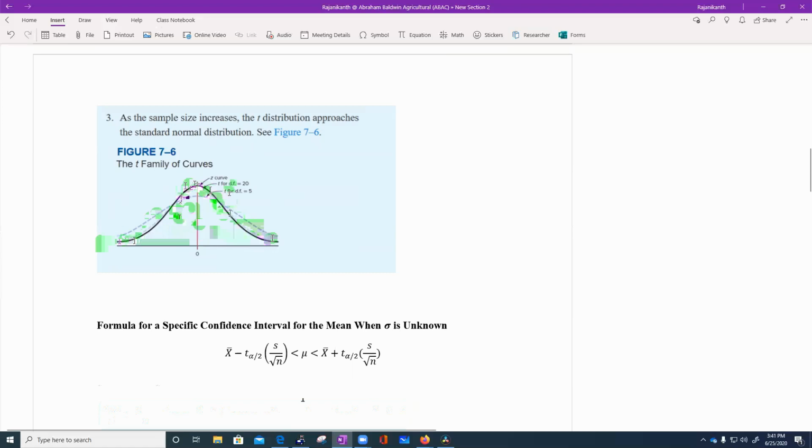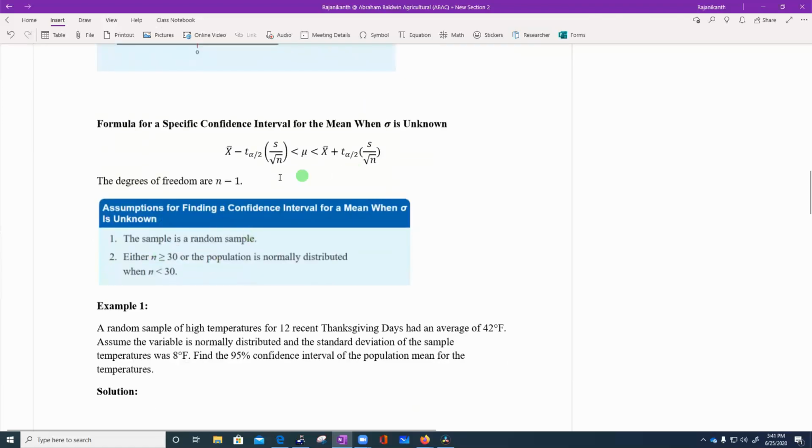Look at this formula. This is the formula we are going to use to find the confidence interval for mu when sigma is unknown. Remember, in the earlier formula we had sigma and z, but now instead of sigma and z, we are going to use the t value and s, the sample standard deviation.